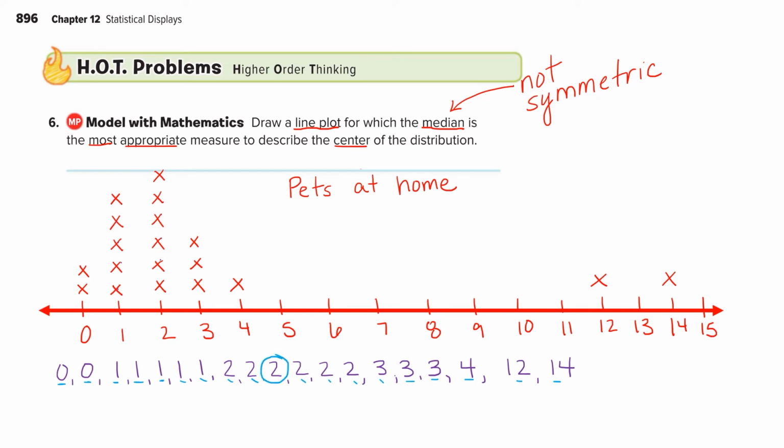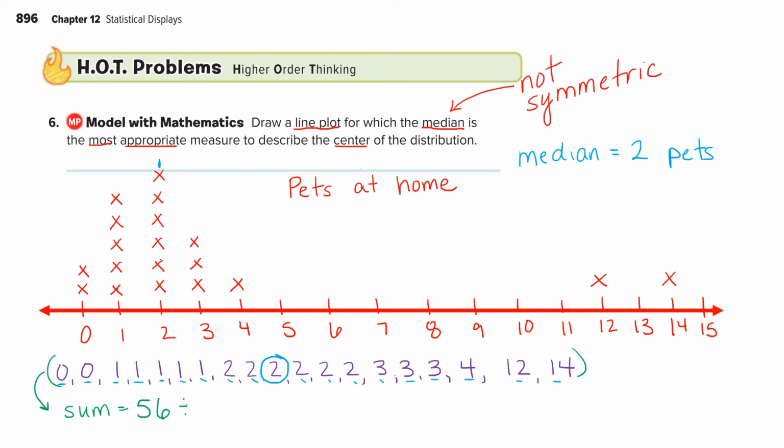So our middle number is 2. Okay, so our median equals 2 pets. Now let's compare this to the mean. Well, for the mean, we'd have to add up all of these numbers and find the sum. The sum, when we add this all together, equals 56.